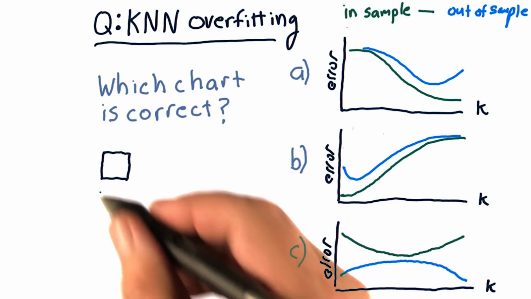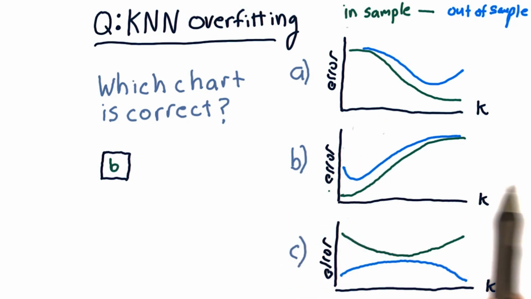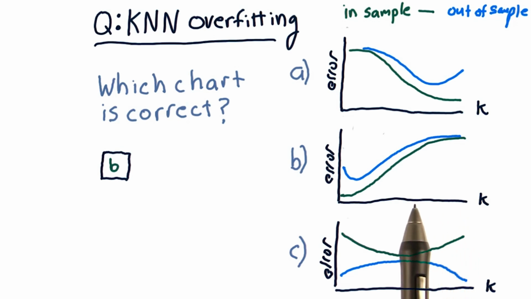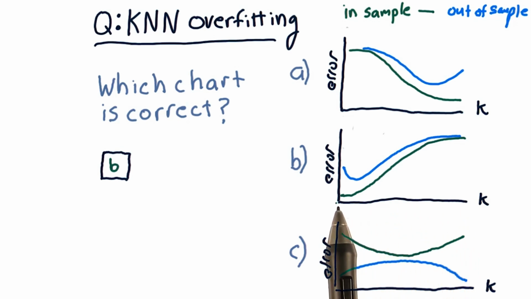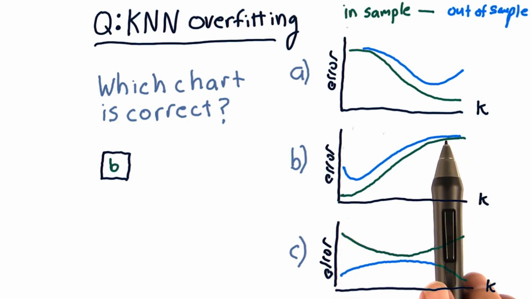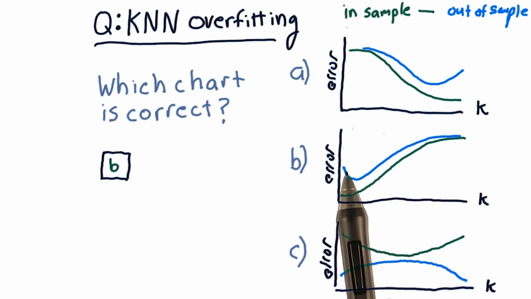So the answer is B. This is a little bit tricky because the relationship for K and N and error is a little bit different than it is for polynomial degrees of freedom and error. Remember that as we reduce K down to 1, our in-sample error approaches 0. In fact, it becomes 0 when K is equal to 1. And similarly, as we decrease K, our out-of-sample error decreases, but at some point it begins to increase.